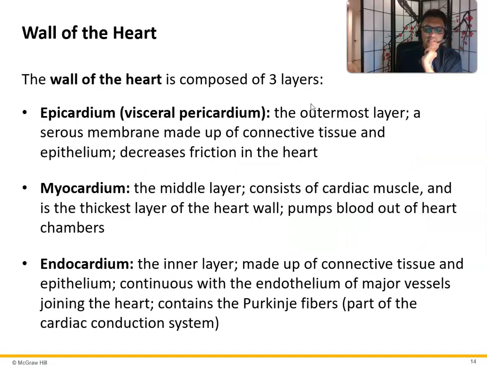Now, you have 3 layers for the walls of the heart. Remember these prefixes epi, myo, and endo? You're like, oh yeah, I remember that from muscles. So the epicardium is the outermost layer, a serous membrane made up of connective tissue and epithelium. Basically, the purpose, as I mentioned, is that it decreases the friction in the heart. The myocardium is the middle layer. That consists of the muscle, and it's the thickest layer. That basically helps pump blood out of the chambers. So the myocardium is our pumping layer. The endocardium is the innermost layer made up of connective tissue and epithelium, continuous with the endothelium of major blood vessels joining the heart, and it contains the Purkinje fibers, part of the cardiac conduction system, which will help transfer electrical current so that you can beat, boom, boom, boom, boom.